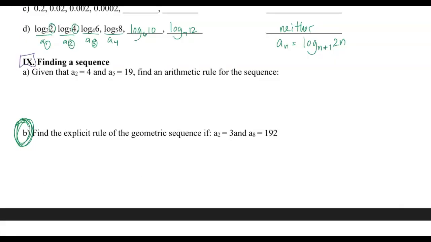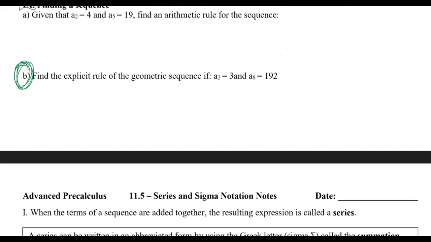All right. So part B says, find the explicit rule of the geometric sequence if A sub 2 is equal to 3 and A sub 8 is equal to 192. So they really don't give us much information here. My go-to first step, I like to visualize things. I like to put these in their respective positions in a sequence. So I'm going to go ahead and put blanks for the terms I don't know and insert the terms I do. So I know A sub 2 is 3, then I don't know 3, I don't know 4, I don't know 5, I don't know 6, I don't know 7, and I know 8 is 192.